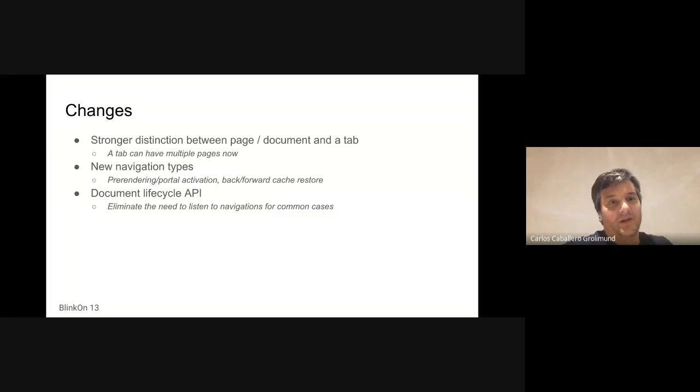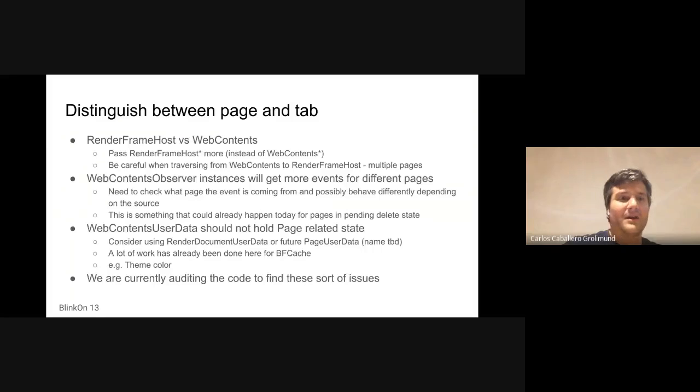So that's pre-rendering activation, portal activation, and back forward cache. So code will need to be able to handle those special types of navigations as well. And in order to make this a little bit easier, we're also working on a document lifecycle API. One of the reasons we were looking into this is to eliminate the need for people to be listening to navigations in the first place. And we'll see a little bit later how we're going to do this.